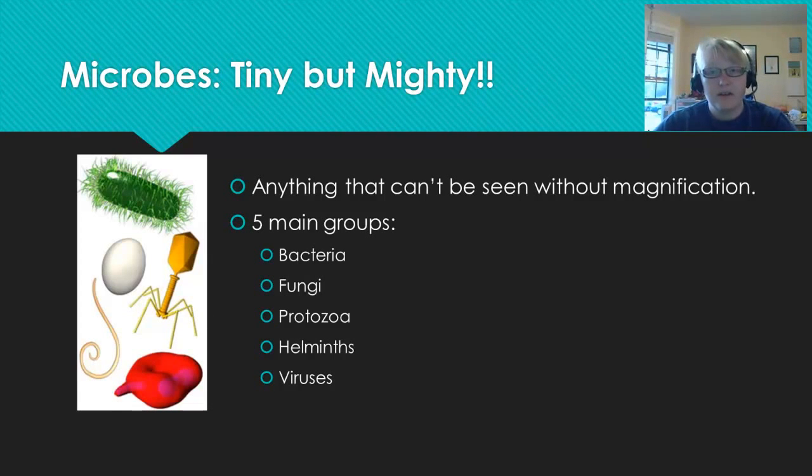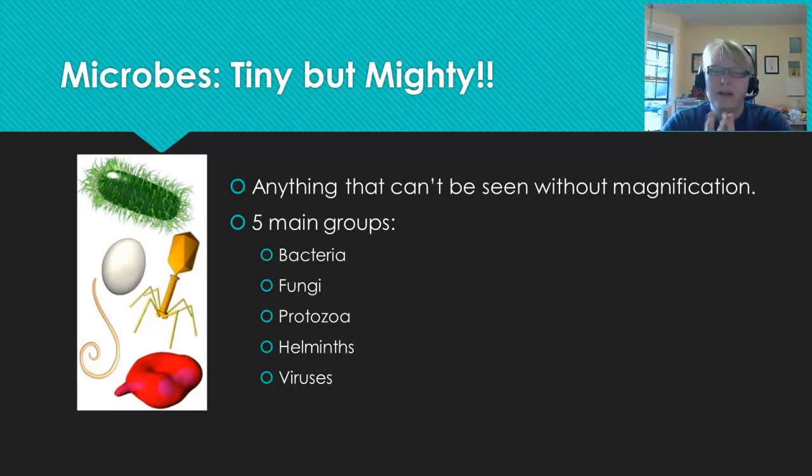So let's get started. As I said, microbiology is of course the study of microbes. And in order to study these, we have to know what a microbe is. Basically, anything that can't be seen without magnification is a microbe. Now, some of the worms, the helminths we're going to talk about, can be seen without a microscope when they get really big. But they also exist in cells that are not visible to the naked eye. So that's why they are counted in this group.